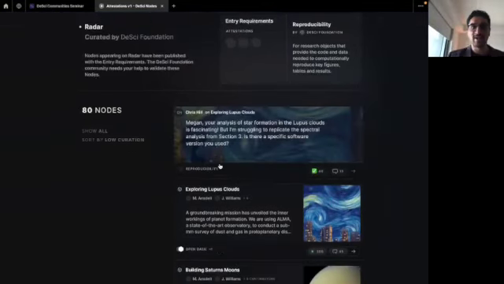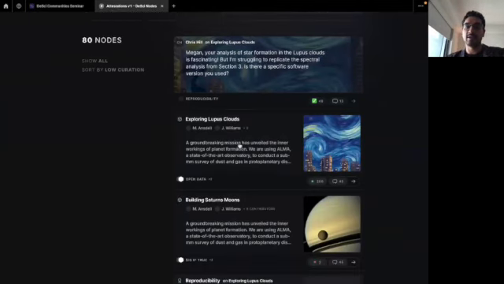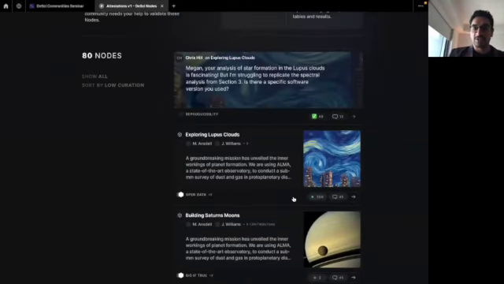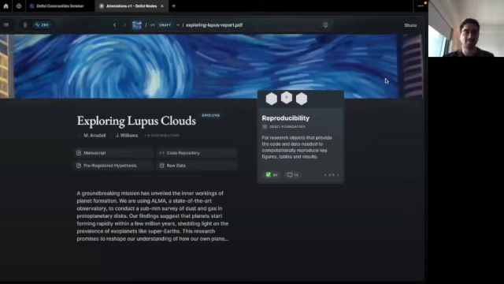To summarize, Radar gives you three different ways to enter a node, and they're all oriented around contribution. I'll just go from the open a node experience. So this is the landing experience for exploring Lupus clouds. You have authors, components, and the attestations which they requested. So remember, it's open data, reproducibility, and open code.